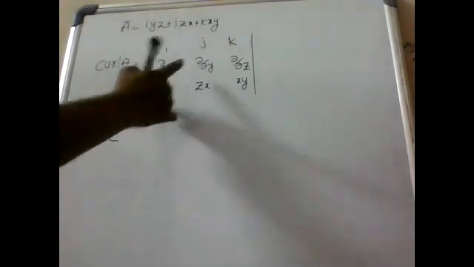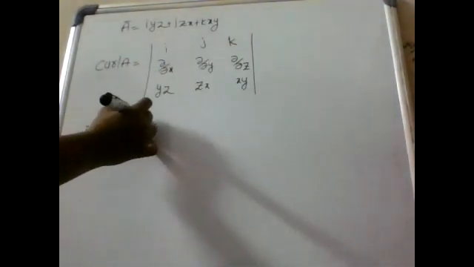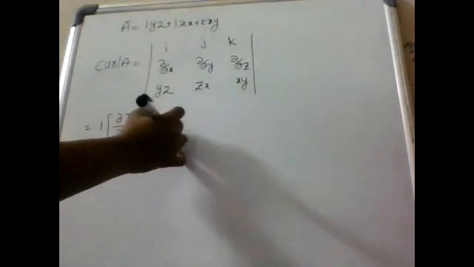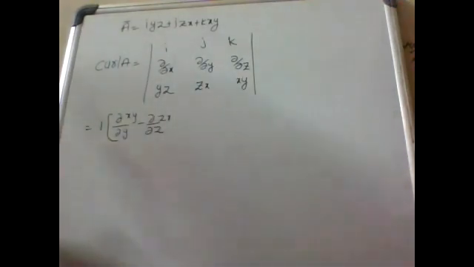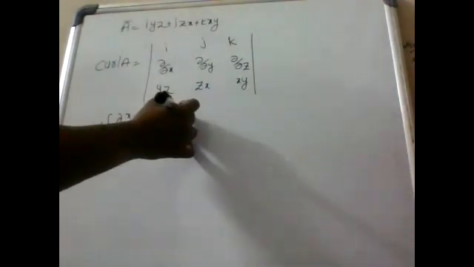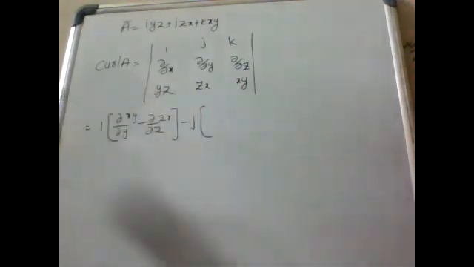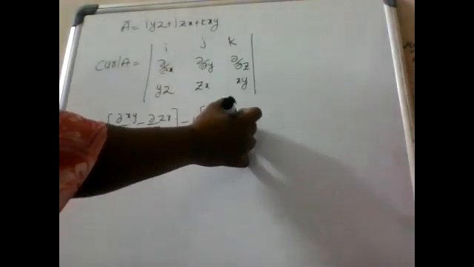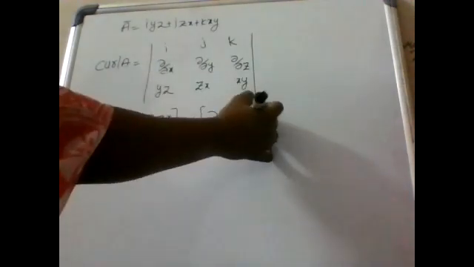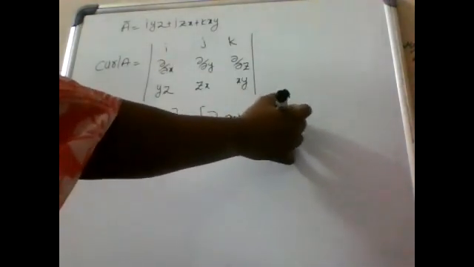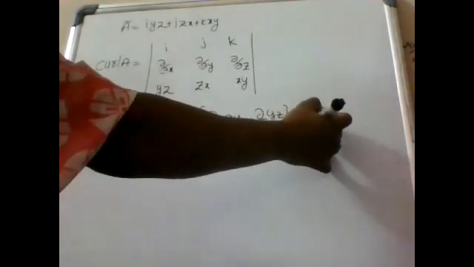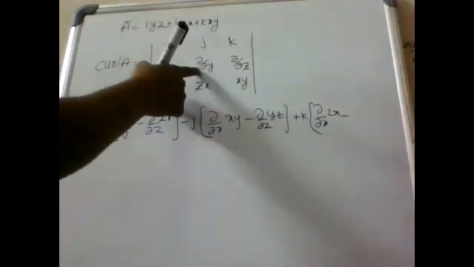i into dou xy by dou y minus dou zx by dou z, minus j into dou by dou x into xy minus dou by dou z into yz, plus k into dou by dou x zx minus dou by dou y yz.